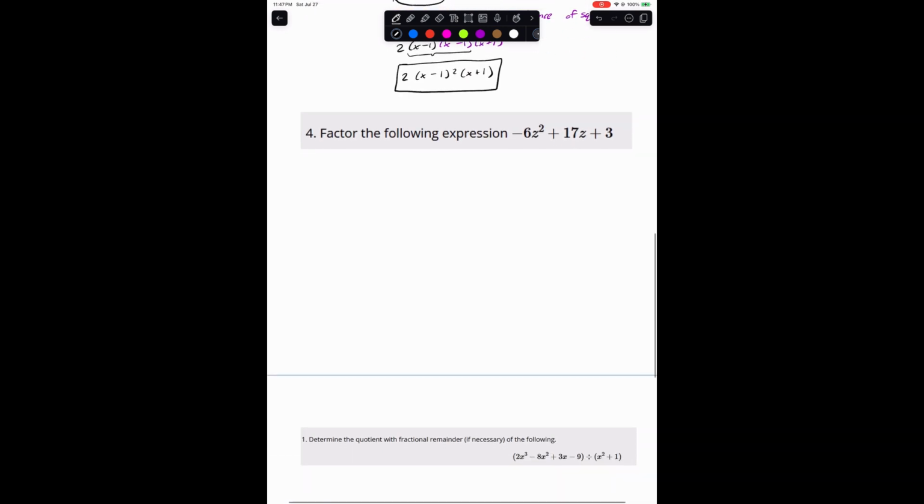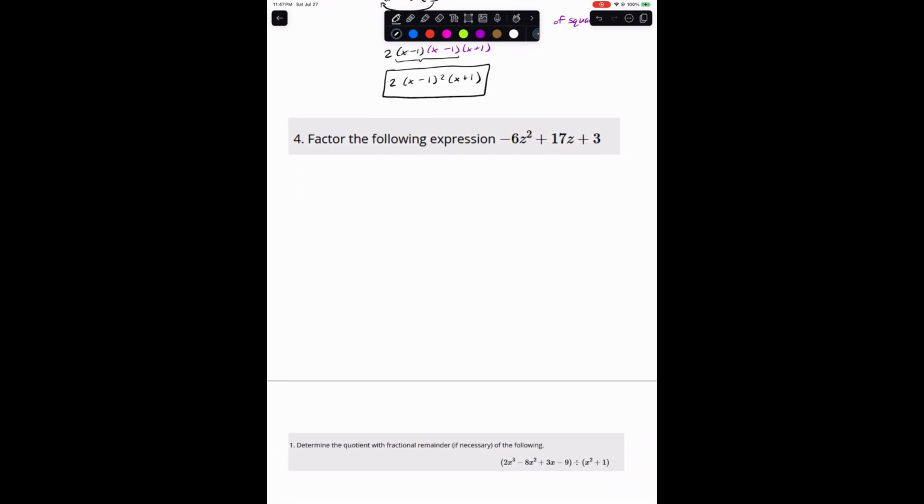Okay. For number 4, again, we have a nice quadratic polynomial. So we can just straight up factor using the good old butterfly method. Two numbers that multiply up to negative 18, but add up to positive 17. That is 18 and negative 1. So negative 6z squared. Let's do minus 18z. And minus z plus 3.